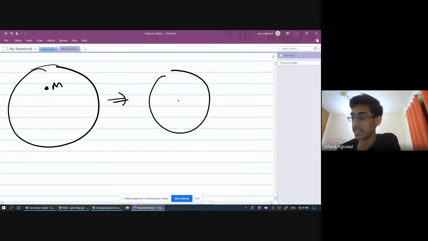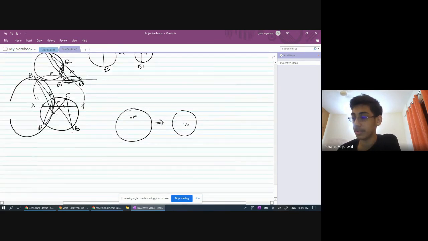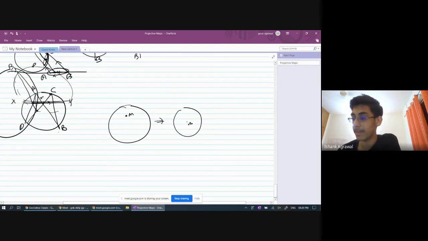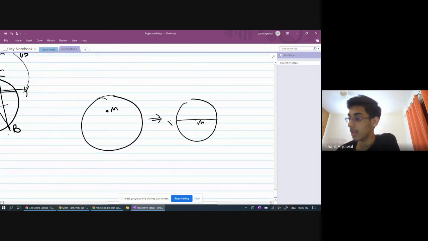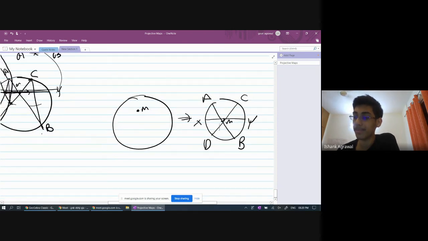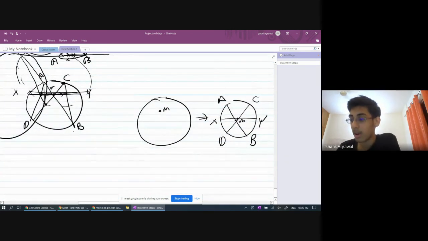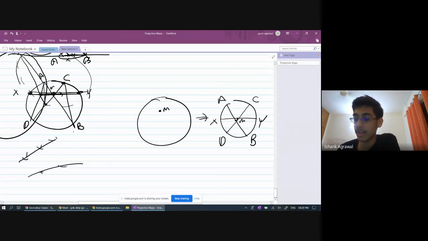The instant we send it to the center, what happens to all these chords? Exactly, they become diameters. So XY is a diameter, AB is a diameter, CD is a diameter. Now, remember, we don't actually have a condition for the midpoint. Remember that, right? We can actually map any 3 points to any 3 points. So we don't have a condition for the midpoint.